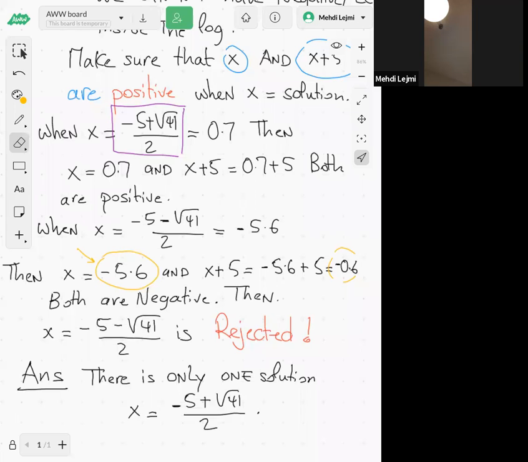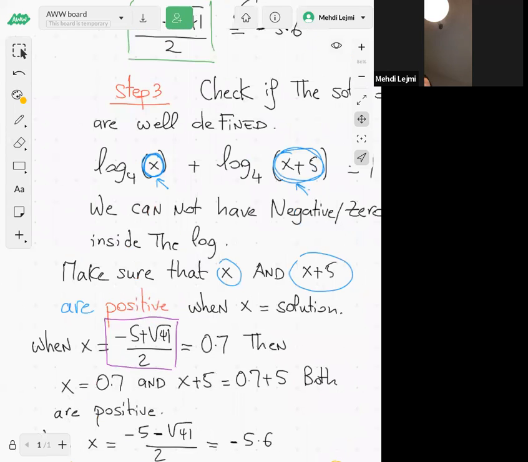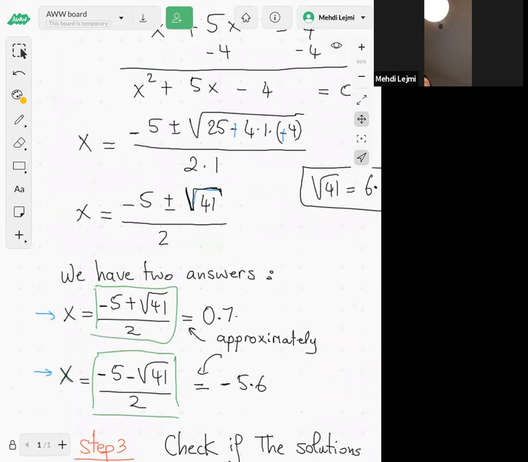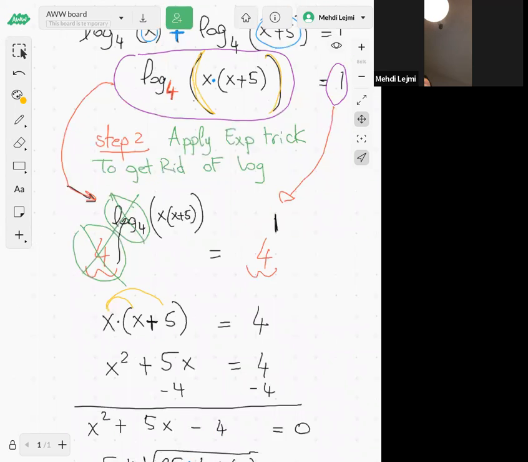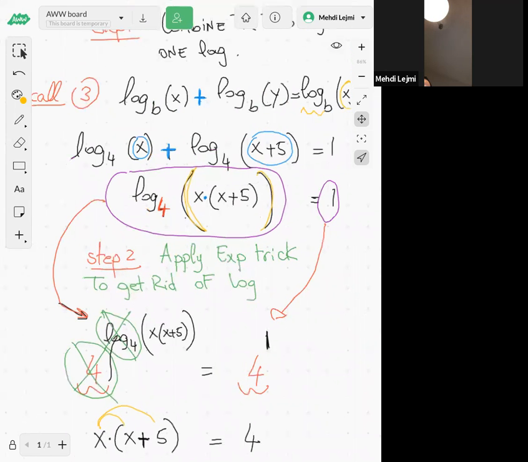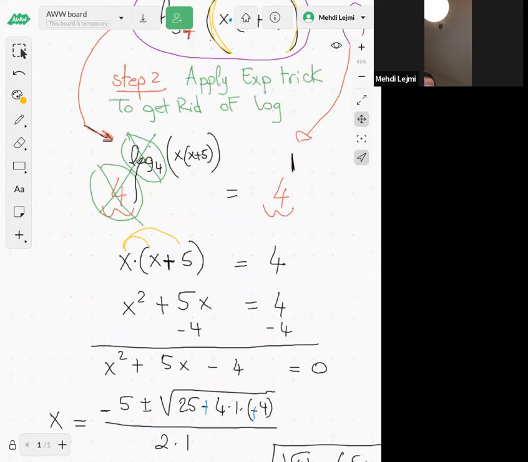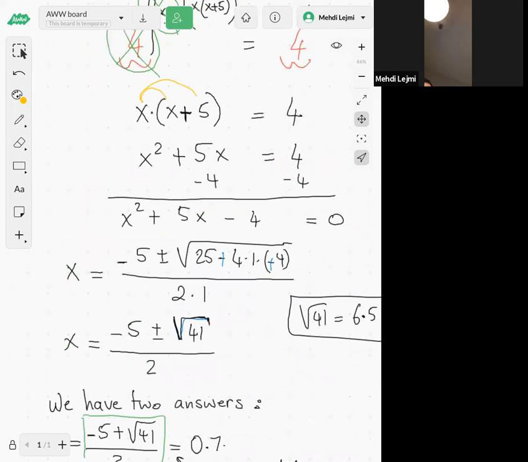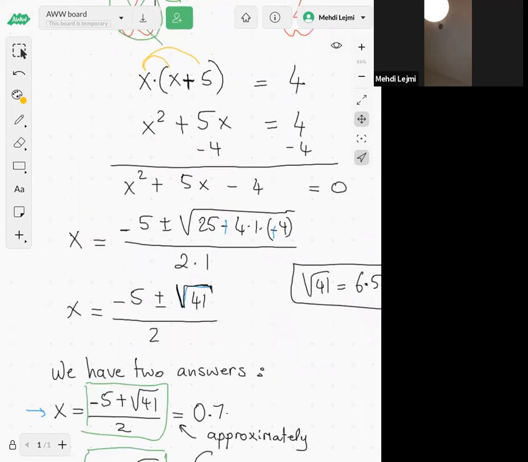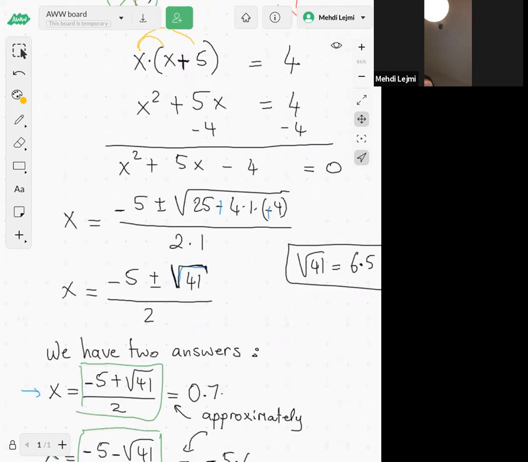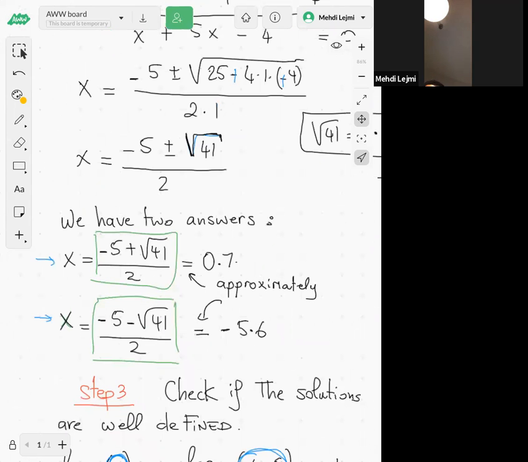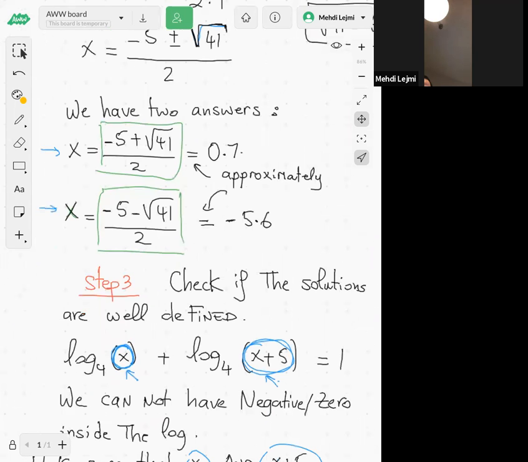All right. Is there any other question, guys? But you see the idea here. Whenever you have a sum of two logs, the first step would be to combine the two logs in one log. Second step, get rid of the log by applying the exponential, and you're going to get some equation, some polynomial like a quadratic equation or something. You solve your quadratic equation, and then the last step.